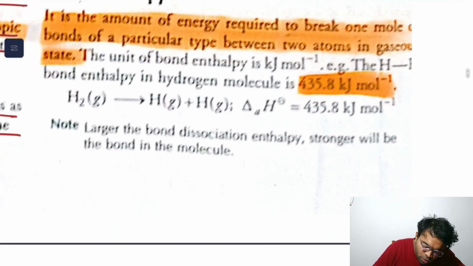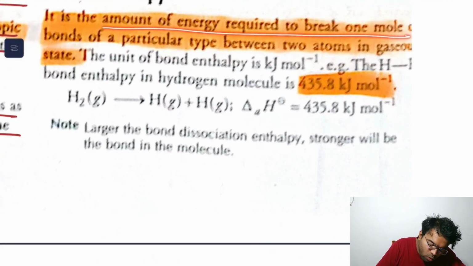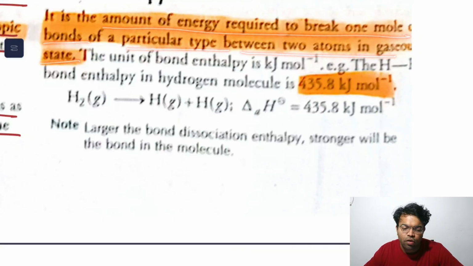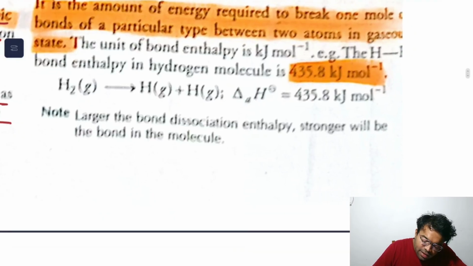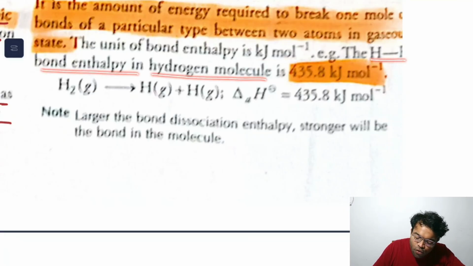It is the amount of energy required to break 1 mole of bonds of a particular type between two atoms in a gaseous state. Okay, both of them have to be in the gaseous state. This gaseous state is very important. You have to remember to write the gaseous state. The unit of bond enthalpy is kilojoules per mole. That is, the hydrogen-hydrogen bond enthalpy in the hydrogen molecule is 435.8 kilojoules per mole.